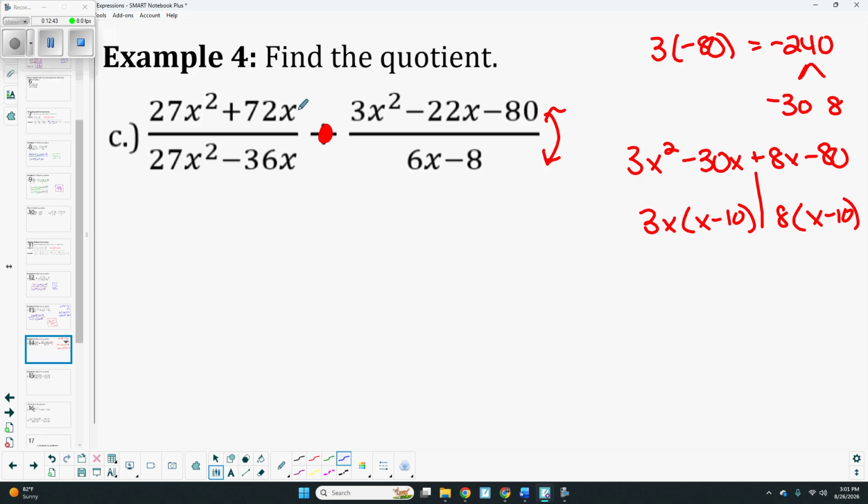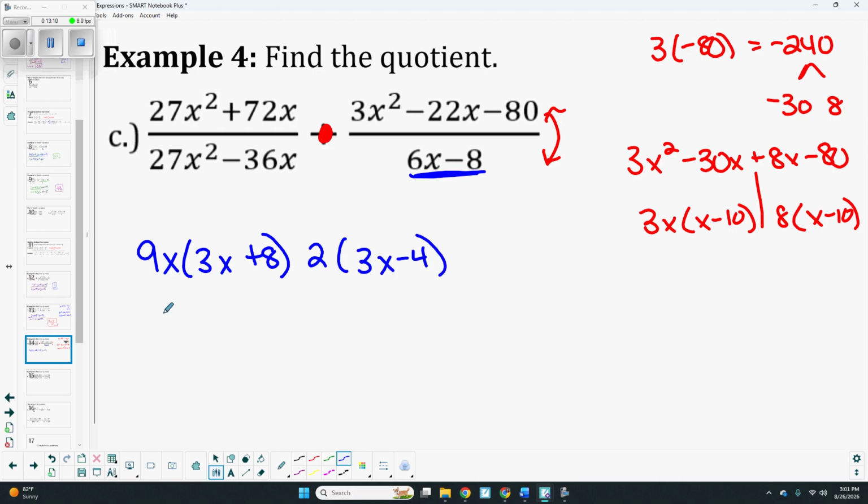This top part, there's a GCF of x, and 27 and 72 both have 9 going into them. So that's 9x, and that's 3x plus 8. The rest of my top is this part here. There's also a GCF there of 3. Nope, sorry, 2. And what I'm left with is 3x minus 4. So that's all of my numerator numbers.